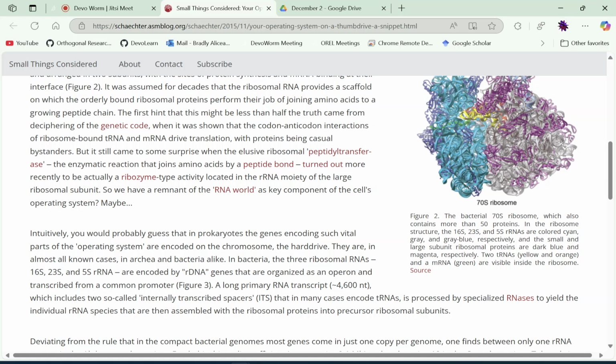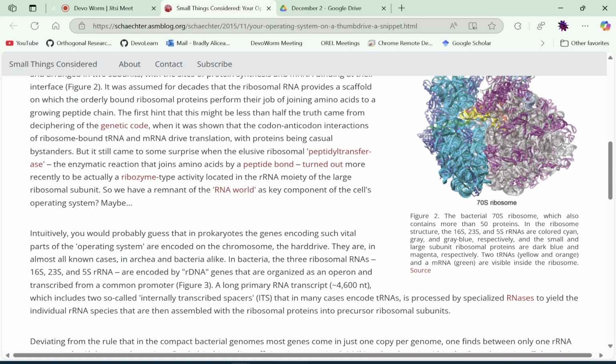So the operon is this sort of set of promoters and genes that are ubiquitous in the bacterial genome. And so they're talking about these rDNA genes. And you have an operon where you have multiple genes transcribed from a common promoter. And that's figure 3, which is down below.